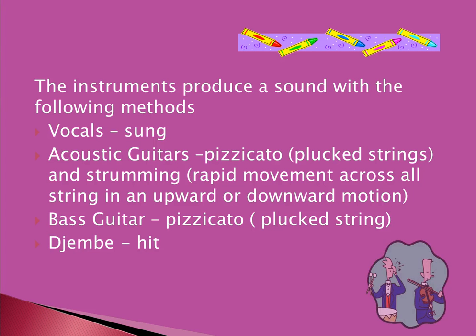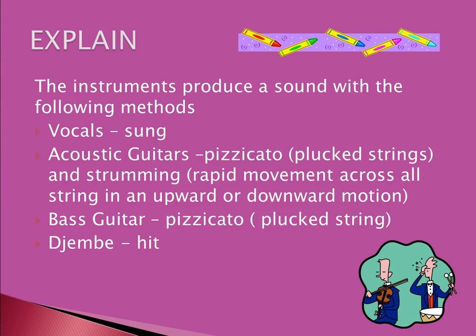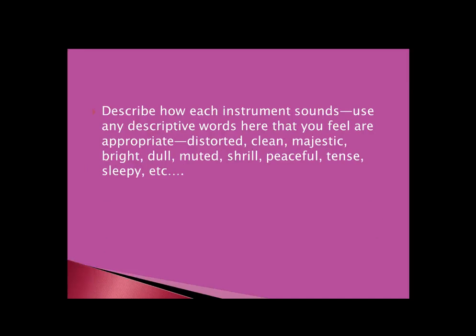So for this particular example, the instruments produce a sound with the following methods. So the vocals are sung. Now both the acoustic guitars, the lead one is pizzicato, which means plucked strings, as well as strumming, which is a rapid movement across all strings in an upward or downward motion. It's a long explanation for strumming, but if you give it, you'll get better marks. The bass guitar is plucked strings, okay, pizzicato, and the djembe is hit. And that's as much as you need to do for explaining how the sound is produced.